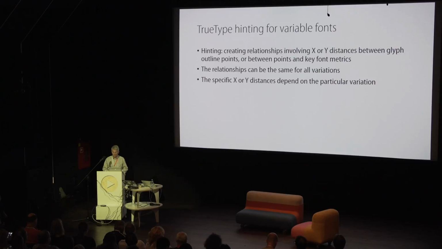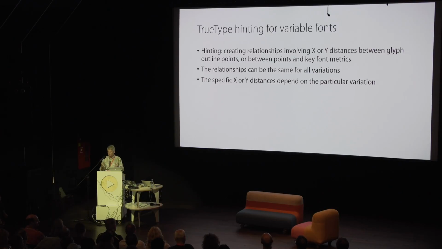When you're hinting, you're creating relationships that involve X or Y distances, and these can be relationships between two or a set of outline points. For example, if you're looking at a capital B and deciding on the midpoint vertically, you may be defining that midpoint as a proportional interpolation between the top and the bottom of the B. So that's a relationship between those outline points. Or a relationship between outline points and some key metric values of the font. For example, setting the points along the top of a lowercase x to the x height of the font.